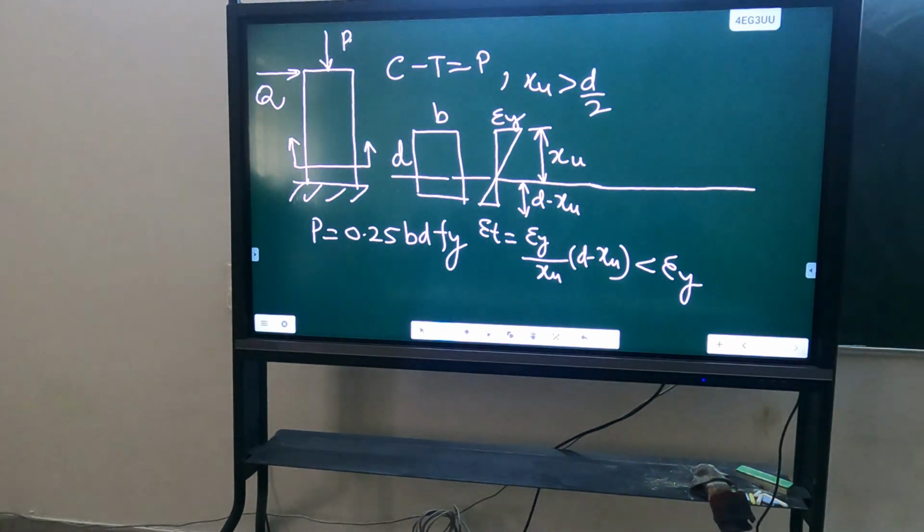See, the stress strain curve has to be followed. We call the stress strain curve the constitutive law. Constitutive law means the material has to follow it. So it has to follow the stress strain diagram. You know the strain, you know the stress strain diagram, there you read what will be the stress.